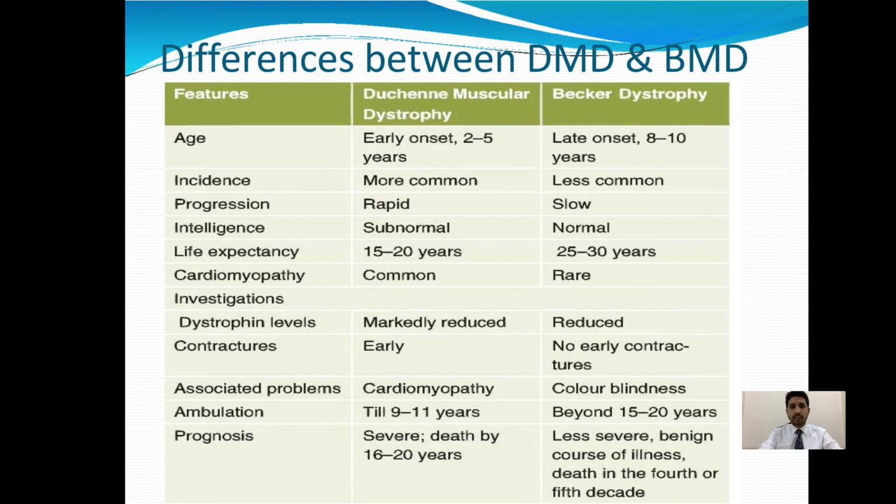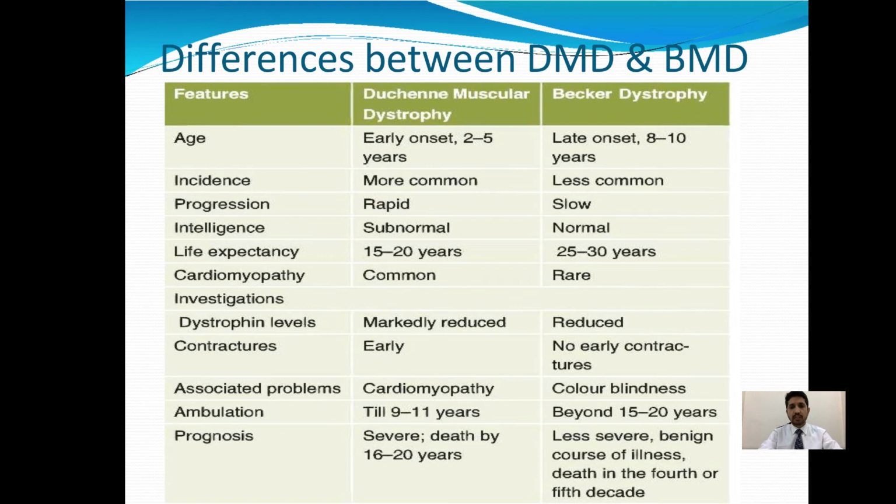Cardiomyopathy is common in Duchenne muscular dystrophy and usually is a cause of death. The patients with Duchenne muscular dystrophy are less ambulatory and are usually wheelchair bound by the age of 10 to 11 years, while Becker muscular dystrophy patients can ambulate up to the age of 20 years. One very important point: the patient with Duchenne muscular dystrophy has a poor prognosis and usually the life expectancy is 15 to 20 years, while Becker muscular dystrophy has a more benign course and patients can live up to their 40s or 50s.